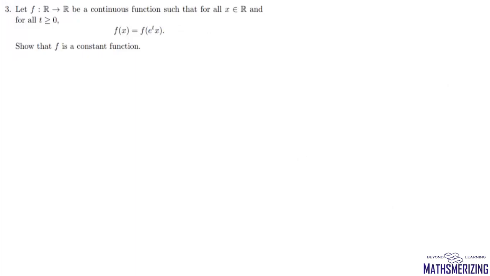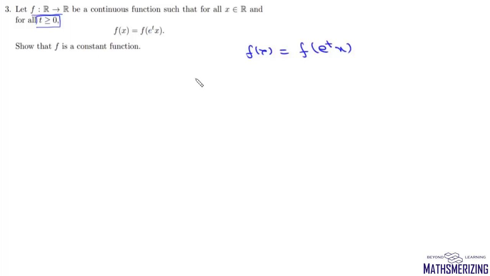Now question number 3 says, let f be a function defined from R to R, and it is a continuous function such that for all x belonging to R and for all t greater than or equal to 0, we are given that f(x) is equal to f(e^t x).